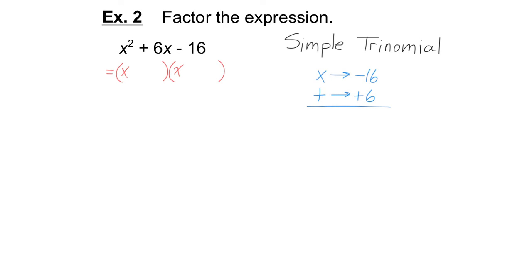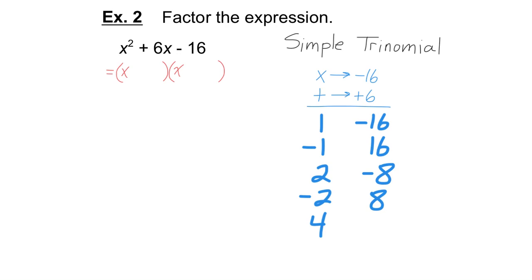So now off to the side, or just in my head, I need to try to find two numbers that multiply to negative 16 and add to positive 6. And if you're not sure, just go through the process. Start with 1. 1 times minus 16 gets me minus 16. Or it could be minus 1 times 16. Let's move to 2. 2 times minus 8 gets me minus 16. Or I could switch the signs. Does anything else multiply to 16? Well, it could be 4 times negative 4.